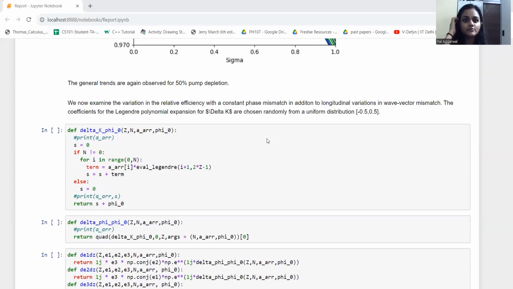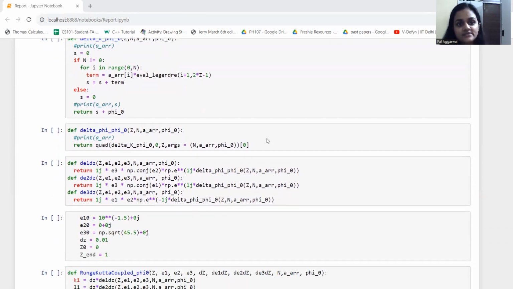Then the third thing we have to plot is the variation of relative efficiency as a function of delta phi naught. If we recall, delta phi naught was the constant part, not varying with z, of the wave vector mismatch, which is delta k. So in this case, for the varying part, that is the sum of the Legendre polynomials, we have fixed the uniform distribution to be from minus 0.5 to 0.5. So we are basically getting the coefficients of the Legendre polynomial expansions from this fixed uniform distribution, and now we are varying delta phi naught.